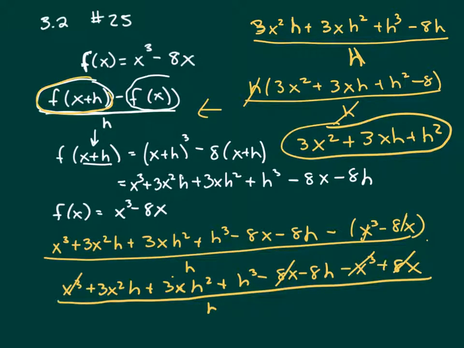I see I forgot to bring down my minus 8. There's a minus 8 right there. See that minus 8? I didn't bring it down. So it's 3x squared plus 3xh plus h squared minus 8. Sorry about that.